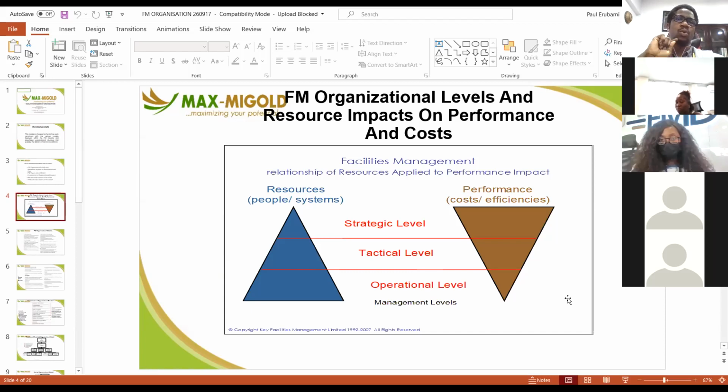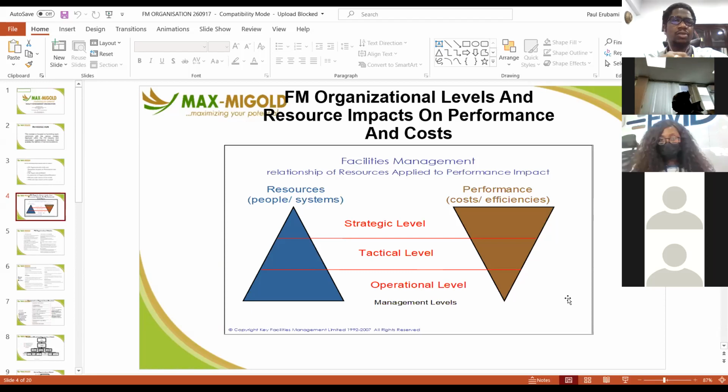Now, if you want to have very high performance, high quality results, and you want to have efficiencies, both in costs and quality considerations, you need to take decisions at the strategic level. Decisions made at the operational level will give you the least efficiencies or effectiveness outcomes.